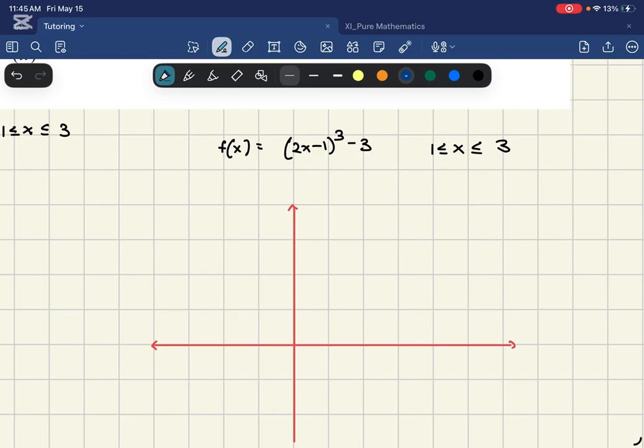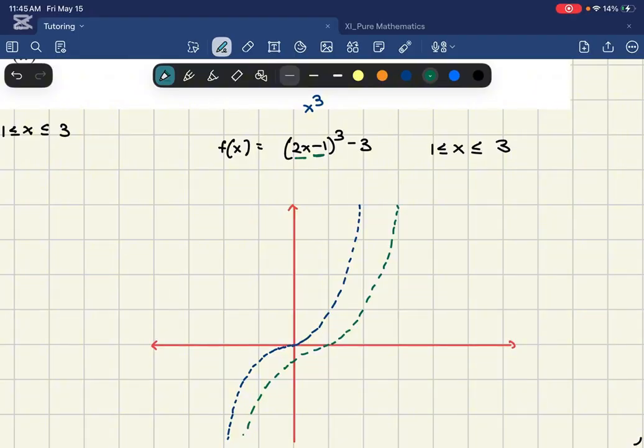And basically, having 2x minus 1 tells me that I need to translate the graph 1 unit to the right. So what is my base graph? I know the graph of x cubed. And this is just a modified version of x cubed. Instead of x, I have 2x minus 1. So my graph of x cubed looks something like this. My graph of 2x minus 1 tells me first, if I start from the inside, I need to translate 1 unit to the right. So translating 1 unit to the right. And now I need to do 2x.